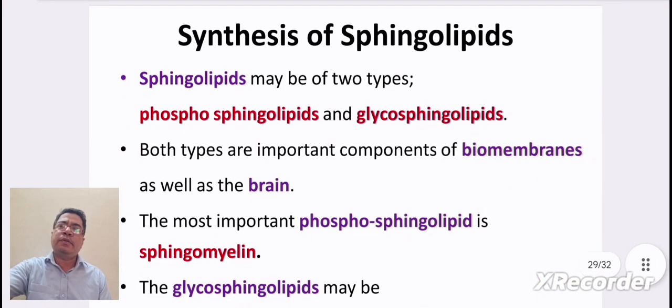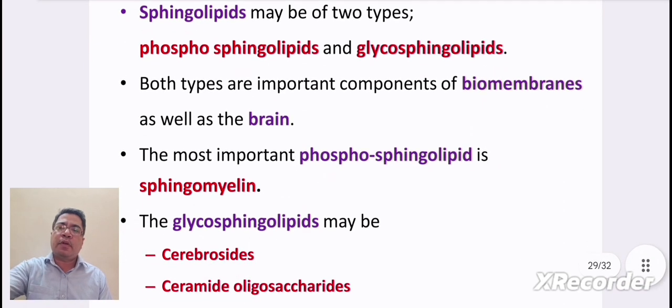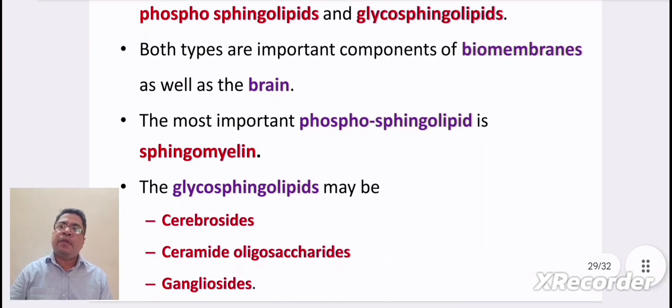Coming to synthesis of sphingolipids. Sphingolipids may be of two types: phosphosphingolipids and glycosphingolipids. Both types are important components of biomembranes as well as brain. The most important sphingolipid is sphingomyelin. The glycosphingolipids may be cerebrosides, ceramide oligosaccharides, and gangliosides.